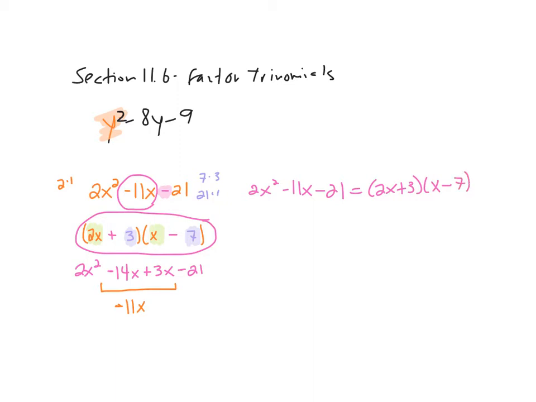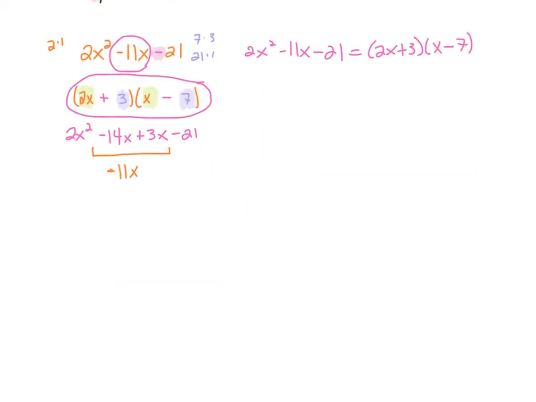Now, if we hadn't gotten all of those numbers correct the first time, or if there had been some signs we had to change, we'll see in some examples how we might have to move some things around.